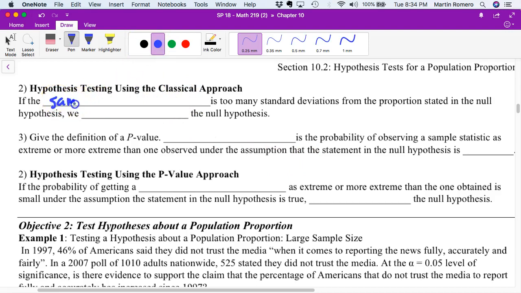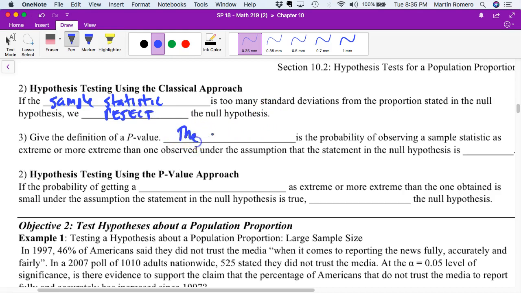So in the classical approach, if the sample statistic is too many standard deviations away from the proportion stated in the null hypothesis, we reject the null hypothesis. That's our conclusion. Given that, what's the definition of p-value?